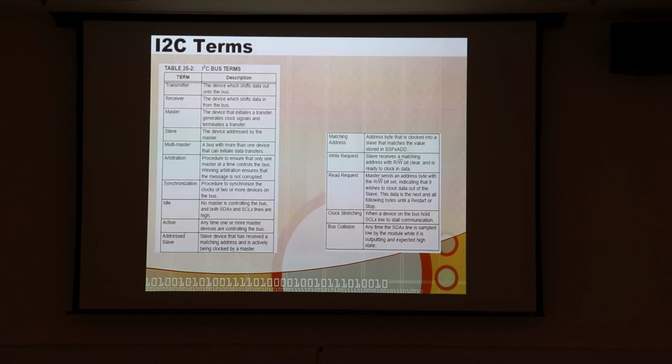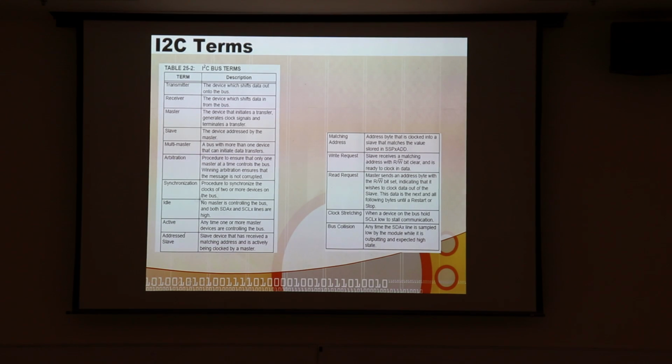All right, so here's some of the terms we talk about. There's a transmitter and a receiver. There's a master and a slave, and you can have multi-masters. Arbitration, that's when 2 masters sort out who's going to control the bus. I kind of described that. I don't care if you really know about that. Multi-masters are not used that often, really.